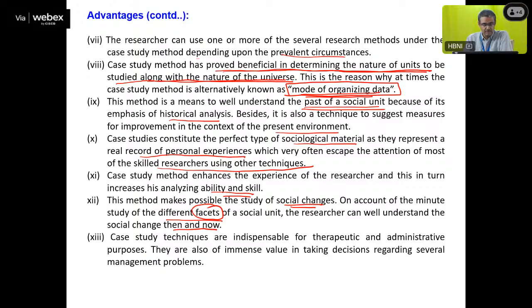Okay. The case study techniques are indispensable for therapeutic and administrative purposes. They are also of immense value in taking decisions regarding several management problems. Right? Okay. So human resource management or any other management. When you are taking decisions, such social case study gives immense value because such data are useful in taking decisions. In what way the human resource has to implement the laws, right?